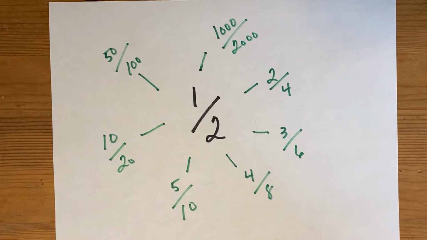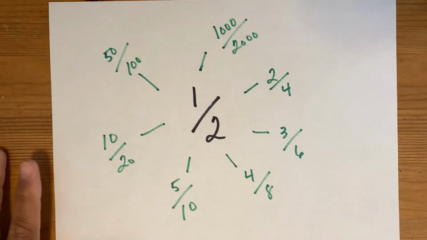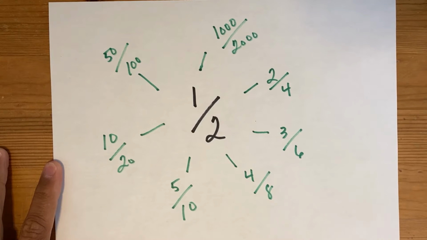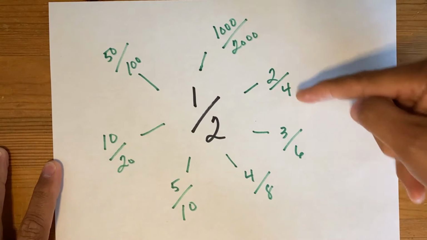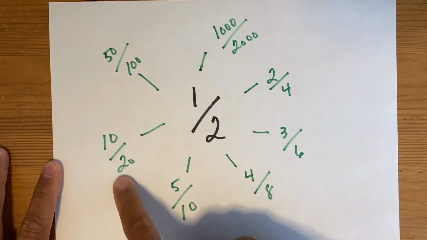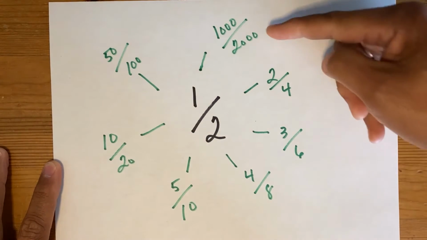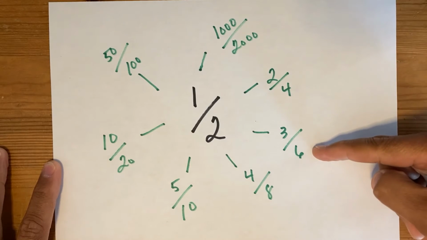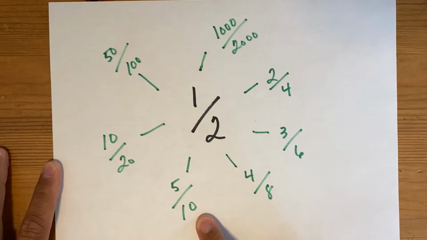What do you notice about all of those different ways to say 1/2? Well, one thing I notice is that all of the denominators, the number on the bottom of the fraction, are all even. 2,000 is an even number. 6 is an even number. 10 is an even number. 100 is an even number. That's one thing I notice.